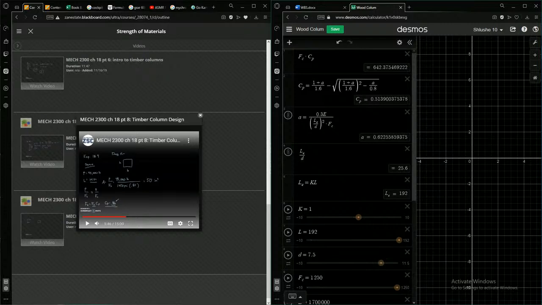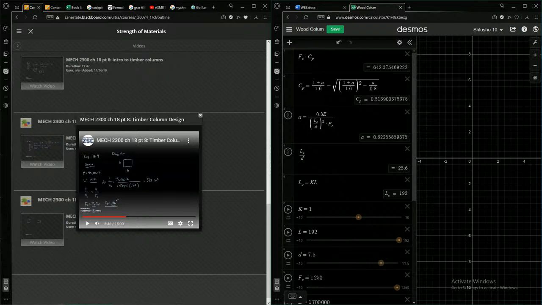F sub P, or F, that's totally an F. That curvy letter, the one that's shaped like a C, that's totally an F. 1 plus alpha over 1.6 minus square root of 1 plus alpha over 1.6 again, square that, minus alpha on its own over 0.8, and that gives us 0.5139, and the next two digits after that are zeros.